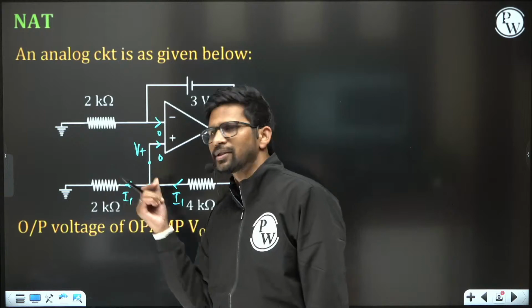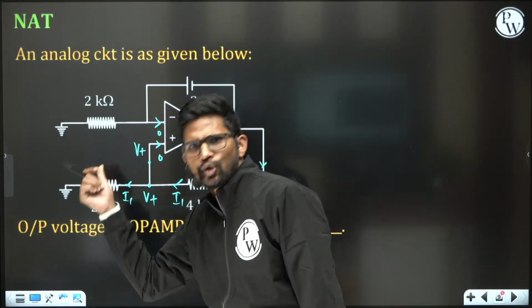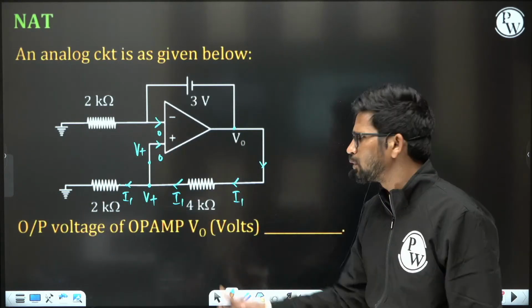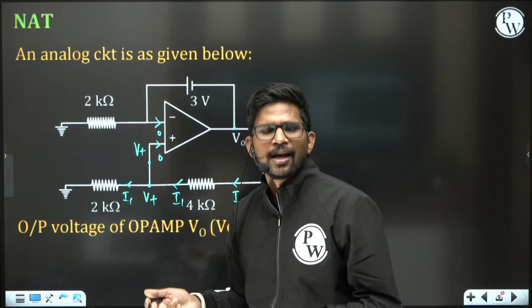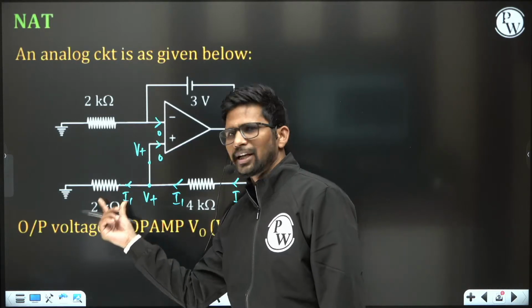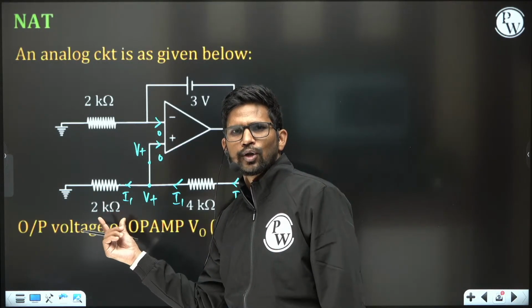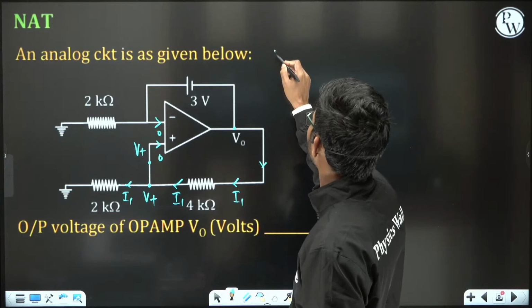So the potential difference across the 2 kilo ohm is nothing but V plus. The voltage across the 2 kilo ohm is equal to this V plus. And this 4 kilo ohm and 2 kilo ohm are connected in series. Therefore, if I find the value of voltage across the 2 kilo ohm, that will be equal to V plus. So what is V plus?